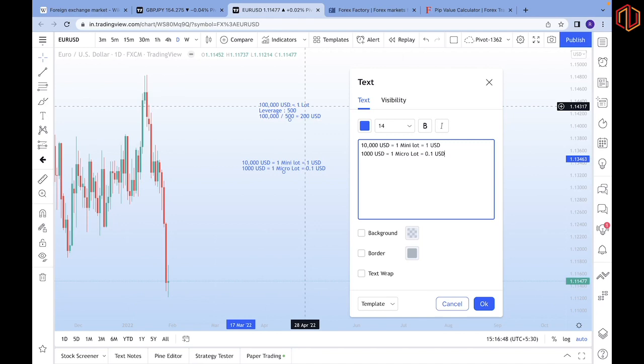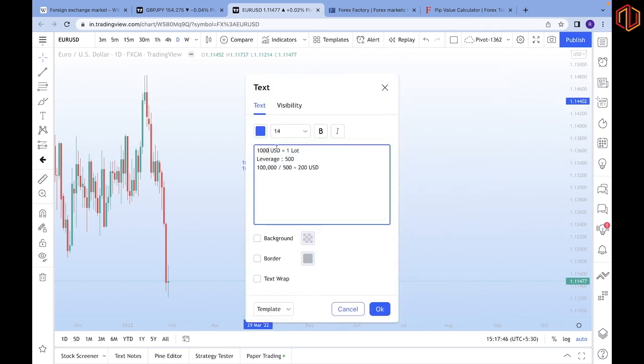If you are going to trade a micro lot, which means 1,000 units, 1,000 USD worth of currency, in this case with a leverage of 1:500, you're going to take the same example. Instead of taking 100,000 US dollars, we are going to trade with say 1000 US dollars, which is equal to 0.1 lot, or also known as a micro lot.